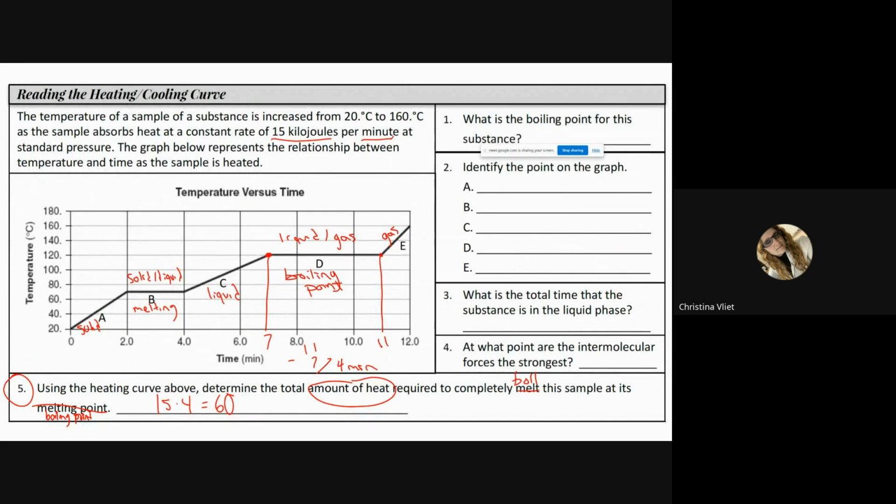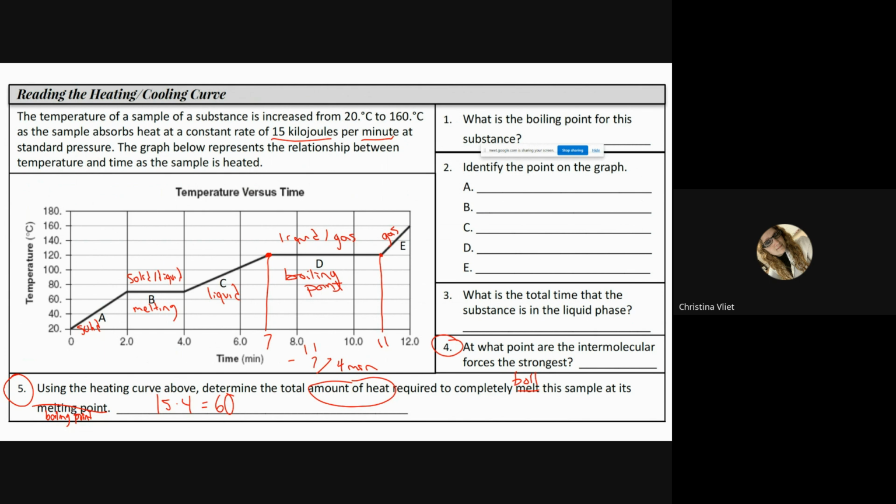At what point? So I could ask you, looking at that graph, we did this in class as a practice question. At which of these points, and it will again be multiple choice, A, B, C, D, or E, are the intermolecular forces the strongest? The intermolecular forces are the strongest when the particles are closest to each other because they can be attracted to each other. If they're right next to each other, they're going to be most attracted to each other. Does that make sense?